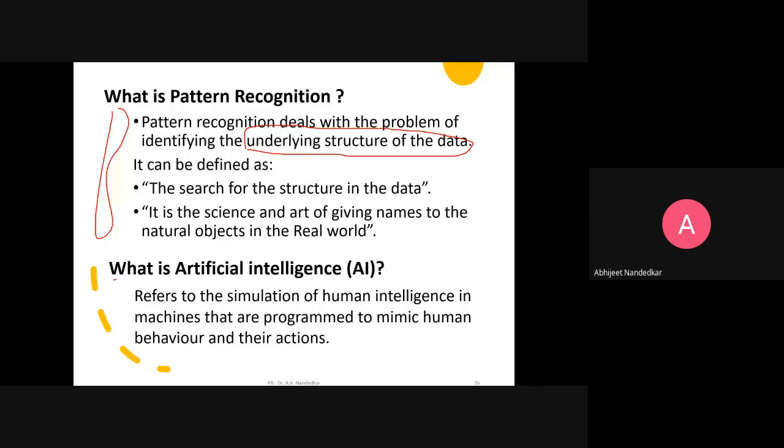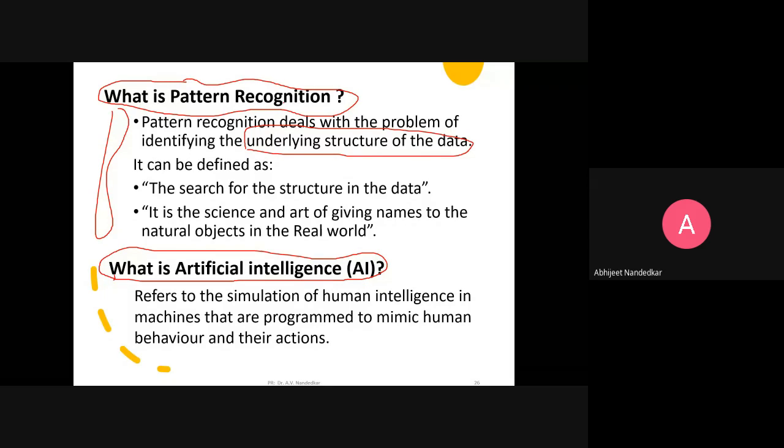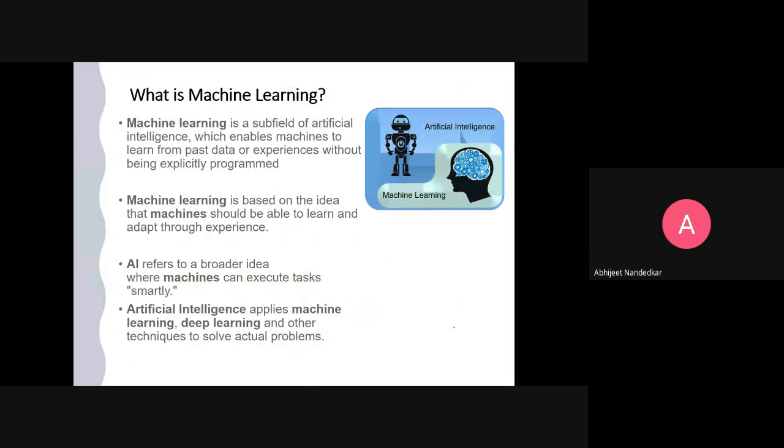Now, what is the answer to this question: what is artificial intelligence? These words are very close to each other, but they have different meanings. Artificial intelligence refers to the simulation of human intelligence in machines that are programmed to mimic human behavior and their actions. Okay, so that is artificial intelligence. And then what is machine learning? As I said, they look very similar.